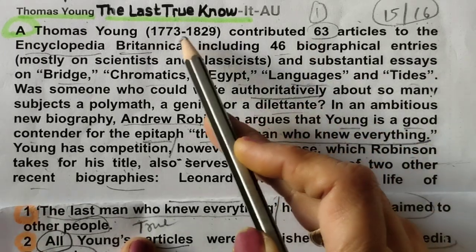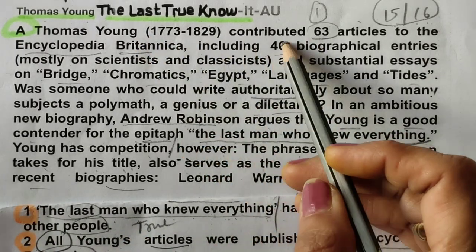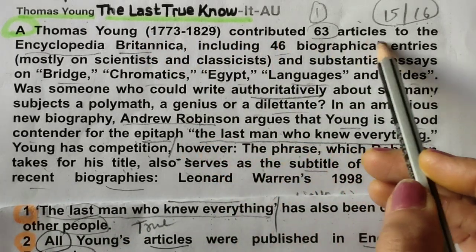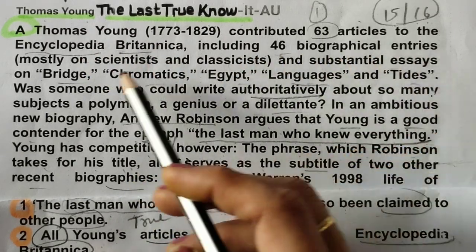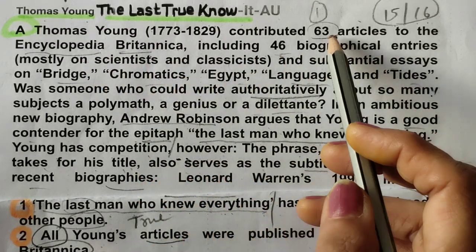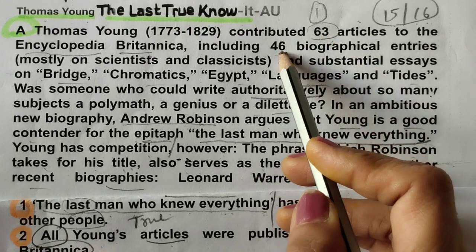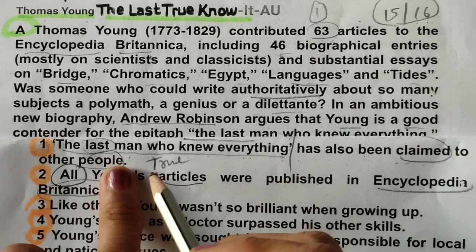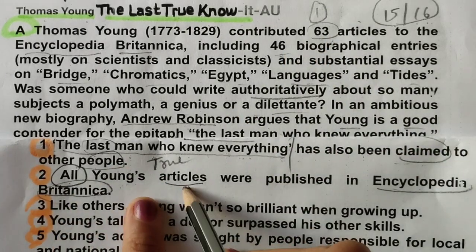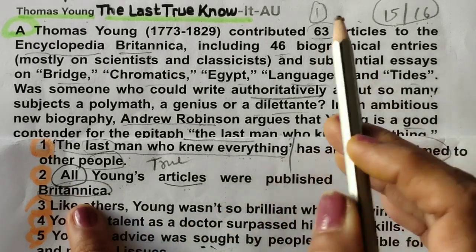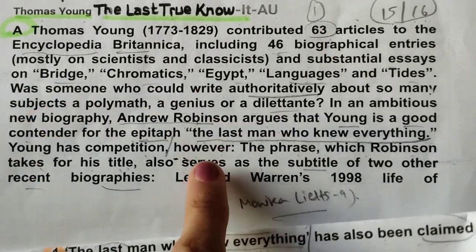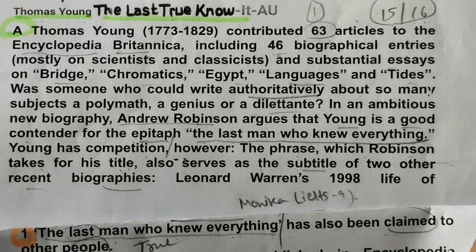So this... Young contributed 63 articles to this, including 46 biographical entries. But we are looking for "all" of Young's articles being published in this. So "all" is not there, only 63. But for the first question, the location was here.